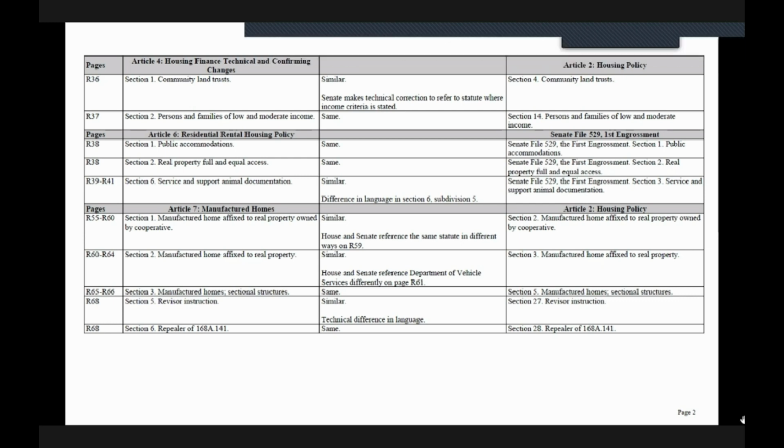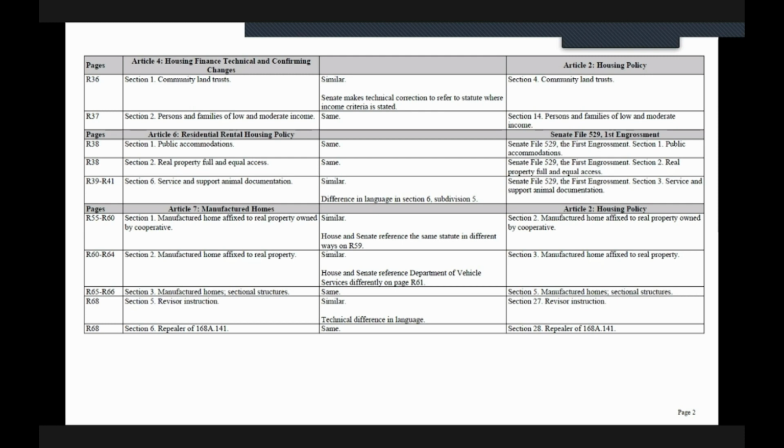Ms. Mullen, we're going on now. Chair and members, Mary Mullen from House Research. We're going on to Article 7 titled Manufactured Housing on the House side, Article 2 Housing Policy on the Senate side. The first section is R55 to R60. On the House side, this is titled Section 1 Manufactured Home Affixed to Real Property Owned by Cooperative. And on the Senate side, Section 2 Manufactured Home Affixed to Real Property Owned by Cooperative.